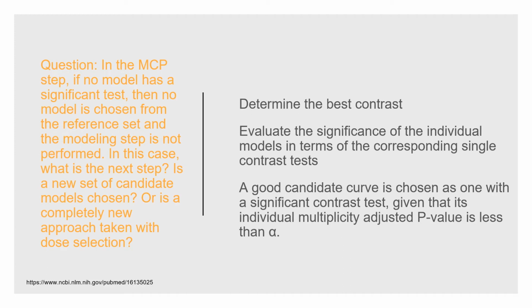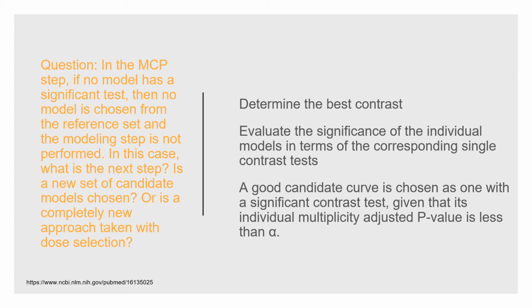This question is actually a great question, and I don't have an amazing answer for it, but I'm going to try to address it anyway, just because it's so central to the MCP mod process. So in the MCP step, if no model has a significant test, then no model is chosen from the reference set, and the modeling step is not performed. That's taken straight out of our other presentations. In this case, what is the next step? Is a new set of candidate models chosen, or is a completely new approach taken with dose selection? To tell the truth, either of those could be an answer. So I'm just going to try to go back and highlight a few things.